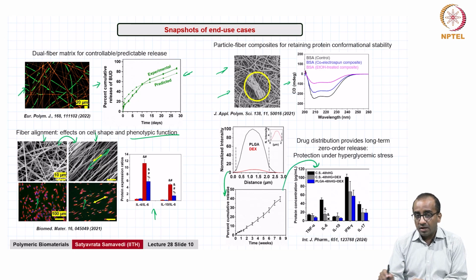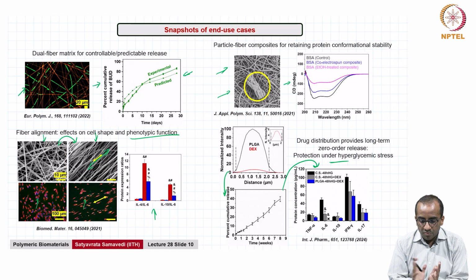So here the effects of dexamethasone, which is the drug here, an anti-inflammatory drug, with the fibers is shown to protect cells from hyperglycemic oxidative stress. So just some snapshots of end use cases for electrospun fibers in biomedical engineering, both from a drug or protein release perspective as well as the ability to affect specific kinds of biological responses.